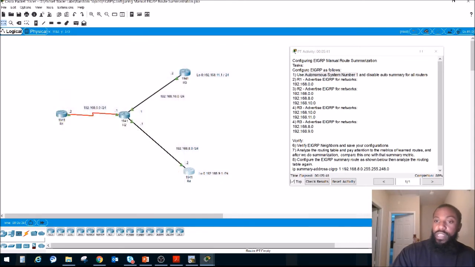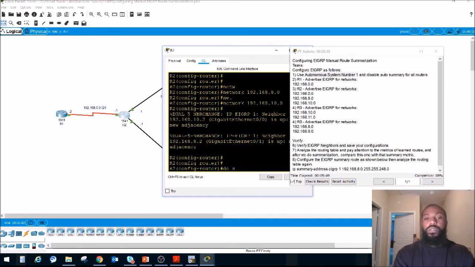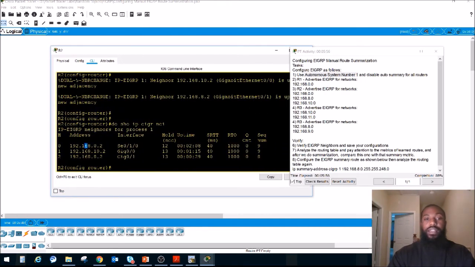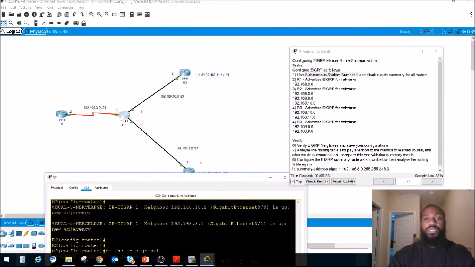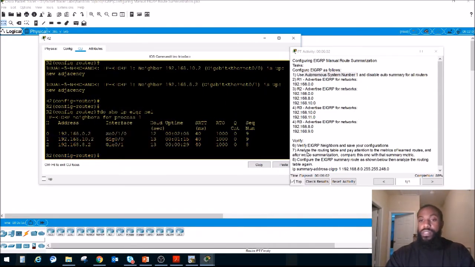Verify EIGRP neighbors and save our configs. I'm not gonna save the config, but we seen the messages come up. We got neighbors. Let's just pick one and do it. Do show ip eigrp neighbors, and as you can see, router 2, he's the hub basically. He got 3 neighbors. So 1, 2, 3 neighbors, as you can see. You ain't got to do the rest of them.